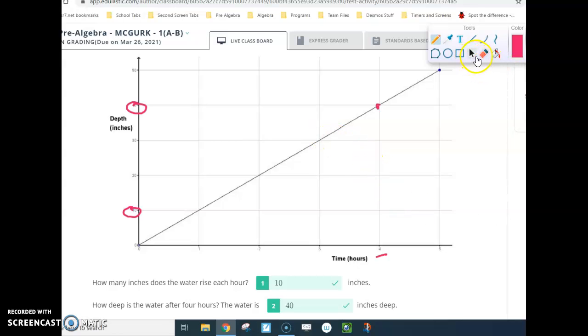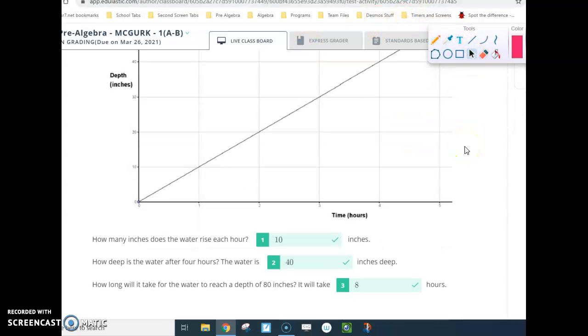And so then the last question says, how long will it take for the water to reach a depth of 80 inches? Well, it would take 8 hours since it's 10 inches per hour.